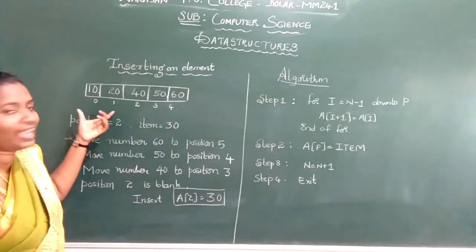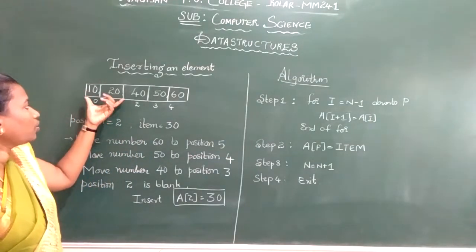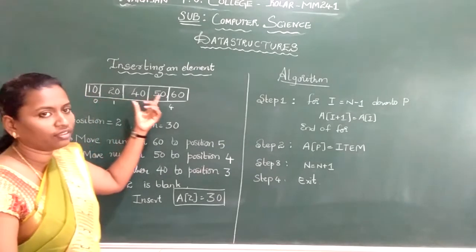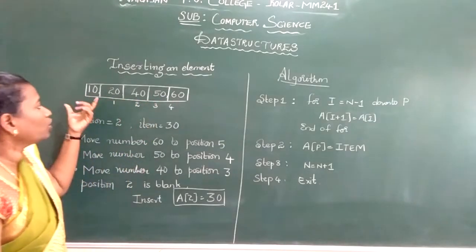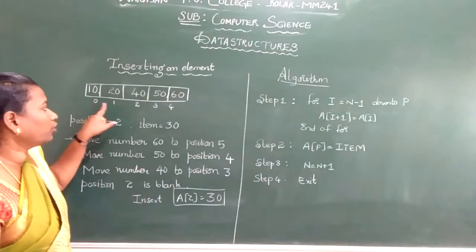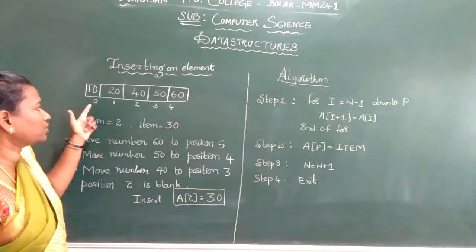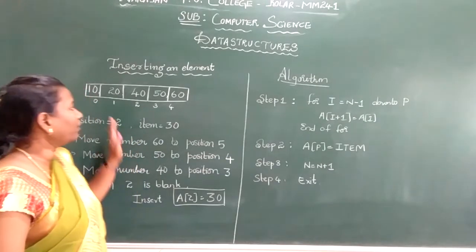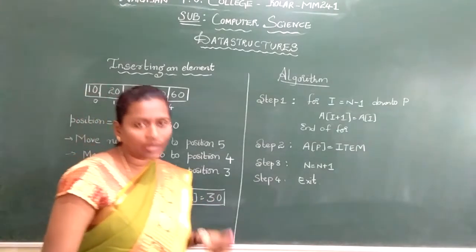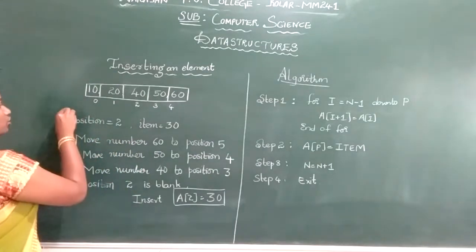So here I have taken an array A. I have taken the array elements as 10, 20, 40, 50 and 60. The array subscript, I told you, starts from 0: 0, 1, 2, 3, 4. So my array size is 5. The subscript runs from 0 to 4. I have inserted 5 elements into the array. Now I want to add a new element into the array. What will I do? I have to add a new element into the array.